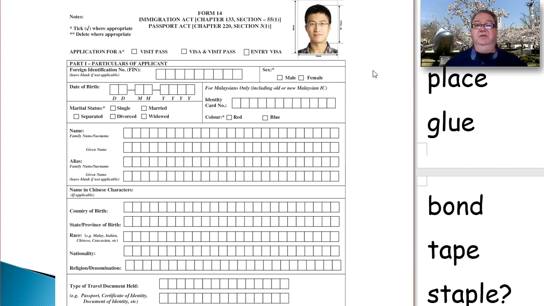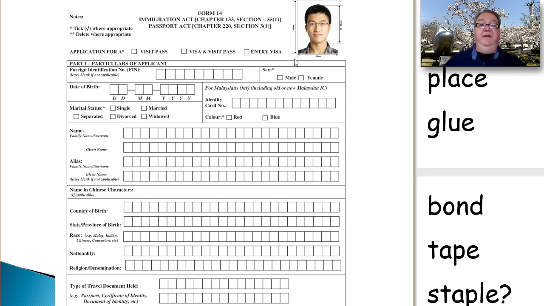Here's just one I took off the internet. Passport size, so it has the right measurements. You can see here. And then application for a visit pass, or entry visa. We're not actually going to Malaysia. So just leave that blank. Okay, we don't need to do that part.